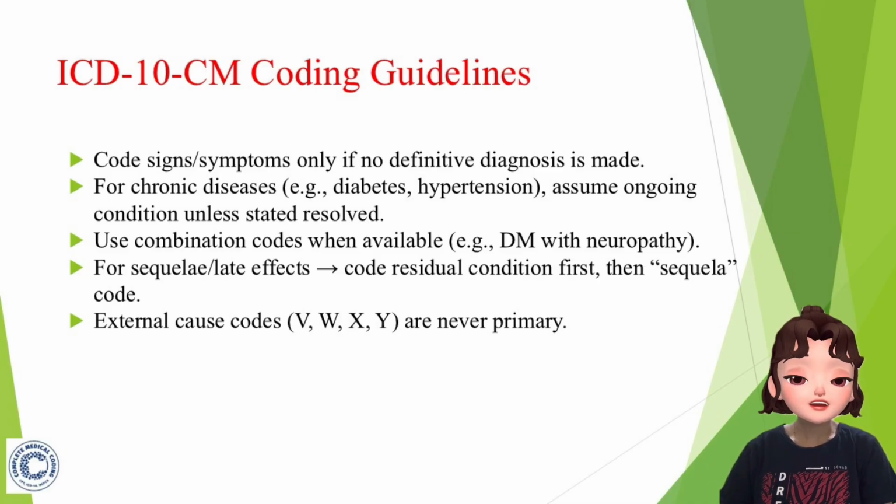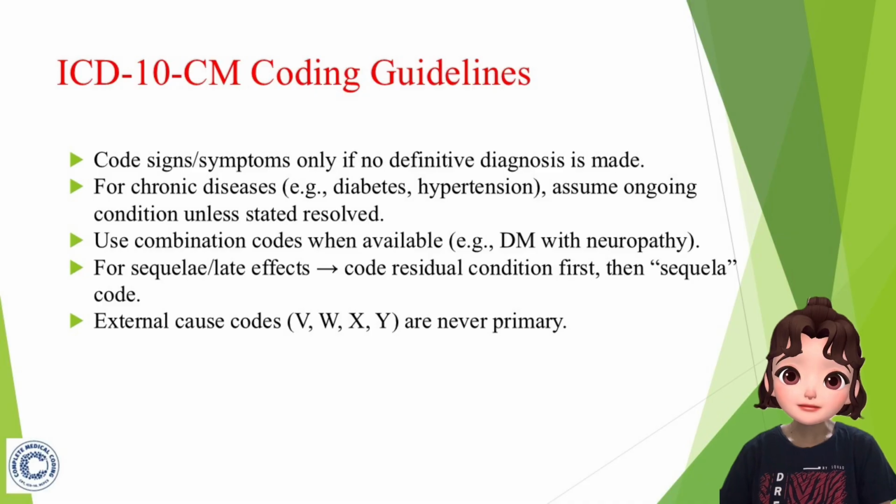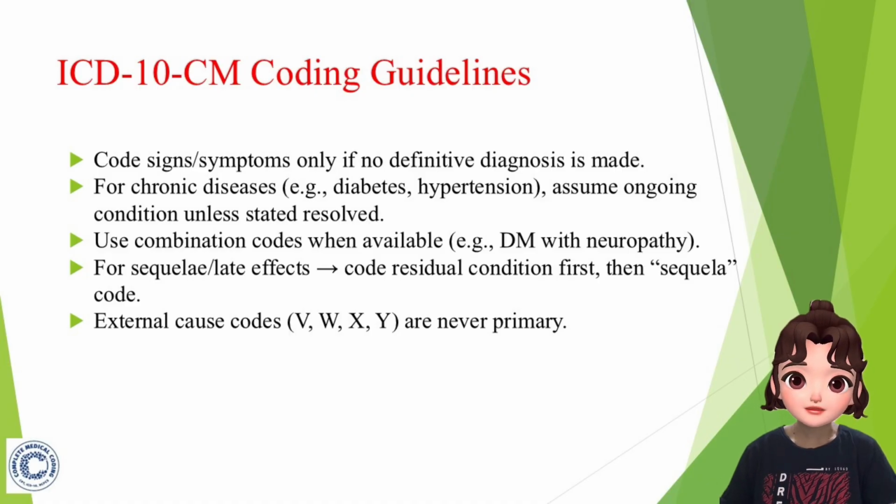Okay. Now use combination codes when available. For example, DM with neuropathy. Same as I said now. If there is any specific code that contains the combination, then you have to always use the combination code. Don't code it separately. Okay. Now for sequelae or late effects, sequela, otherwise called late effects, you have to code the residual condition first, then the sequela code. For sequela codes, you always have to code the residual condition first, followed by the sequela code.